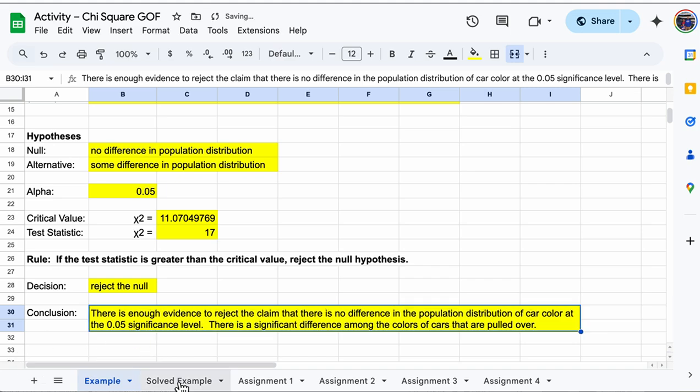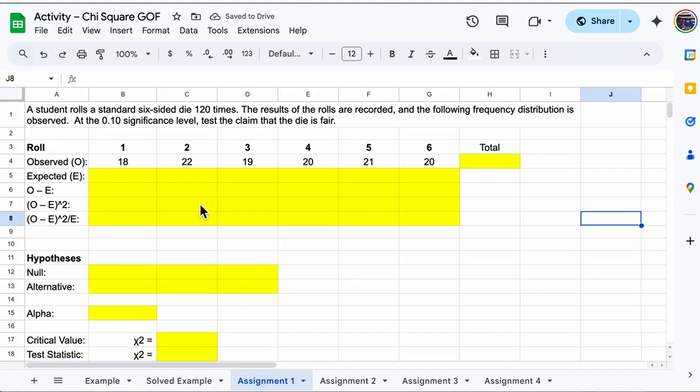All right, so at this point, you'd move on to assignment 1, which is asking you to pretty much do the same thing. They give you outcomes for rolling dice, run through it. We're going to determine if the die, based off of these outcomes, is fair. If a die is fair, it means the expected values would all be pretty close to one another or exactly the same, because when you roll a die, you should have an equal probability of getting the numbers 1, 2, 3, 4, 5, and 6.